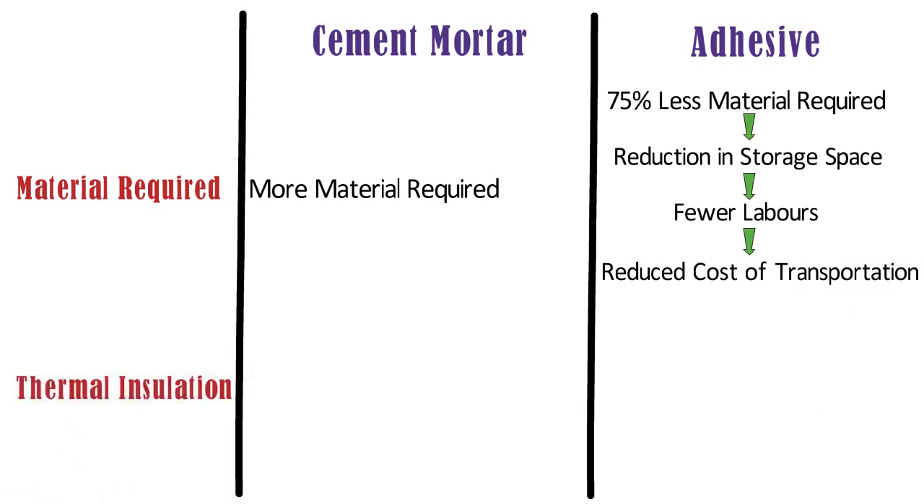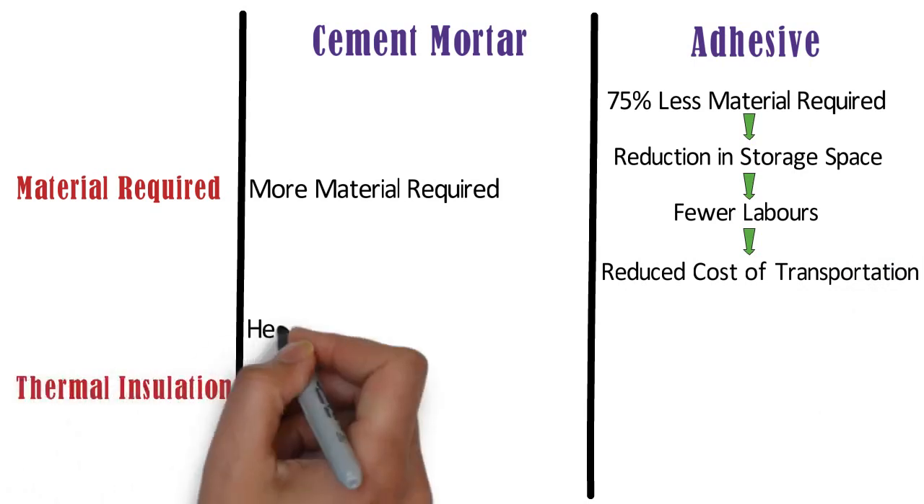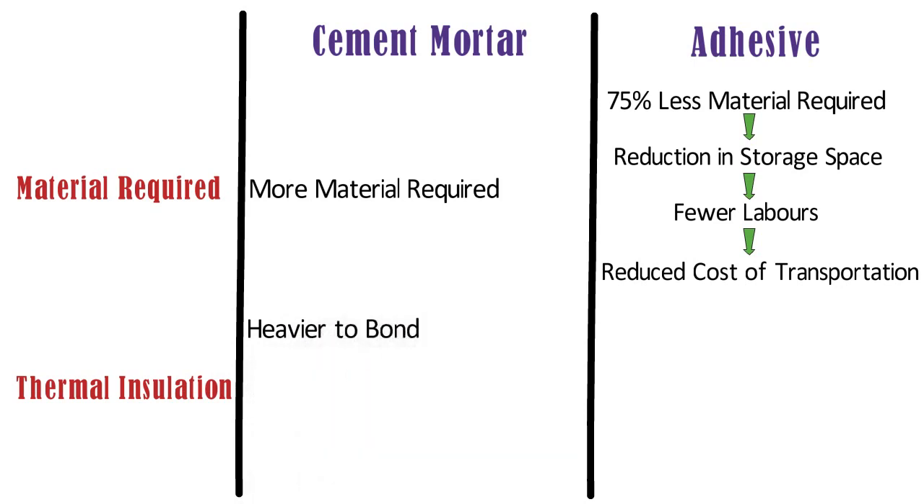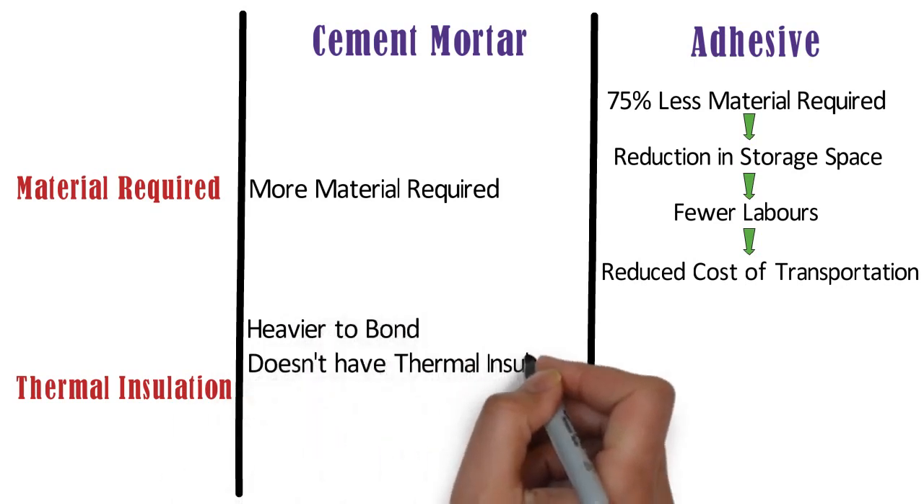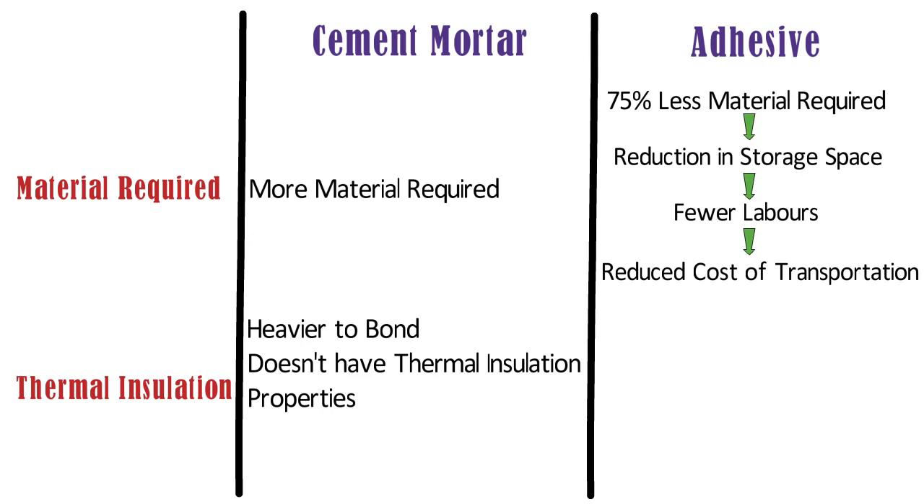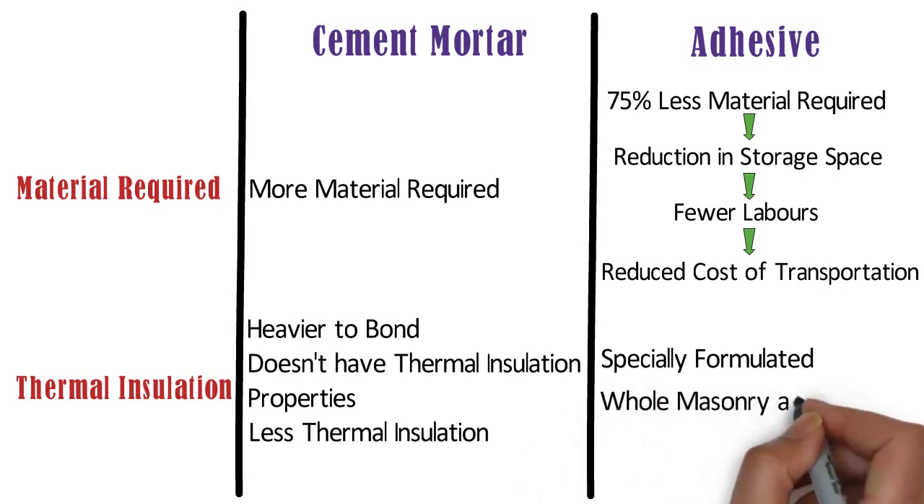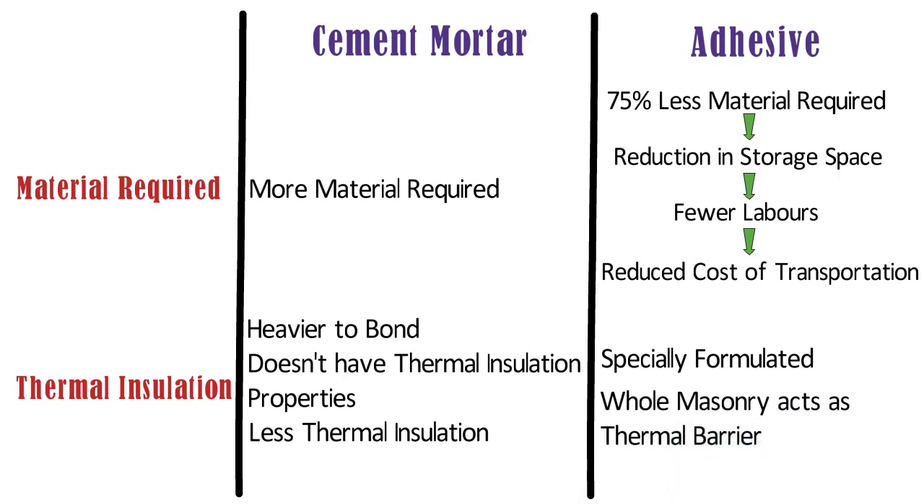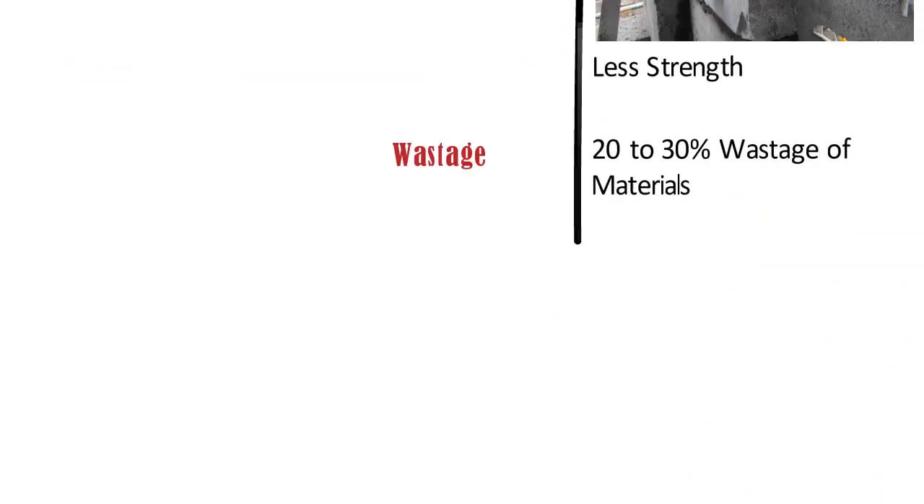Thermal insulation. The cement mortar is heavier to bond with AAC blocks and also does not have thermal insulation properties, which leads to less thermal insulation when the whole masonry is considered. Whereas AAC block adhesive is specially formulated to match the thermal insulation property of AAC blocks. Hence, the whole masonry acts as a thermal barrier, which is not the case with cement mortar.